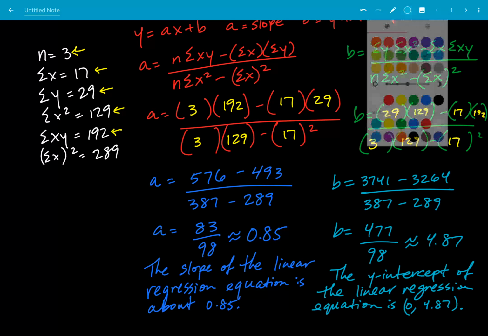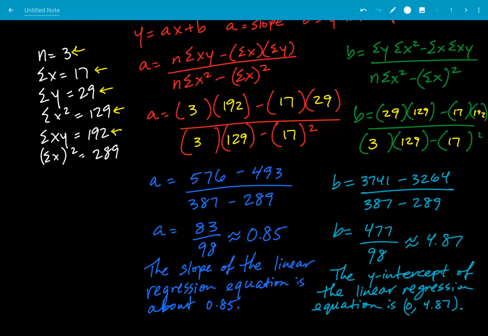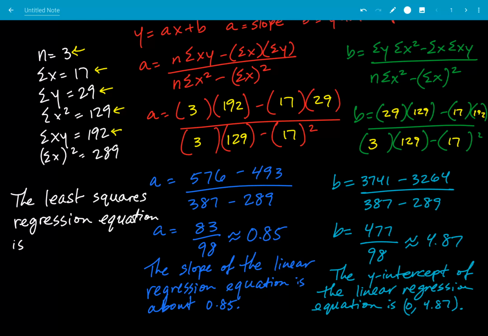So our final answer, the least squares regression equation, is y equals 0.85x plus 4.87. That's it. You just calculated slope and y-intercept using linear regression by hand.